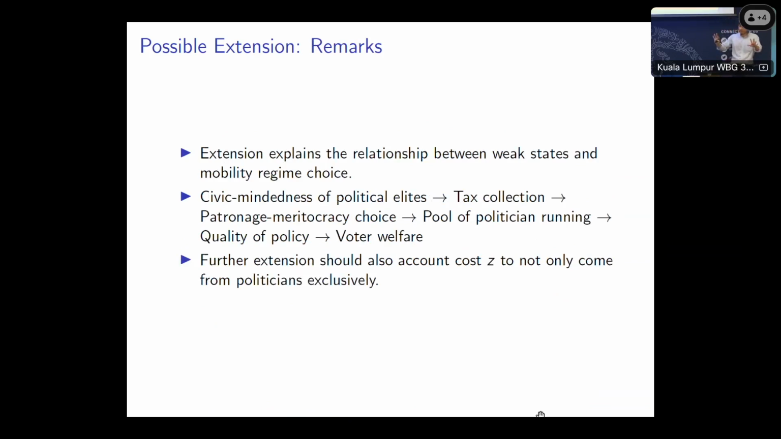And so the extension actually explains the relationship between weak states and the mobility regime choice. Basically, the civic-mindedness of political elites, whether they are congruent or dissonant, influences the tax collection capacity, which influences the choice between patronage or meritocracy, which influences the pool of politicians running, which influences the quality of policy, and it improves welfare.